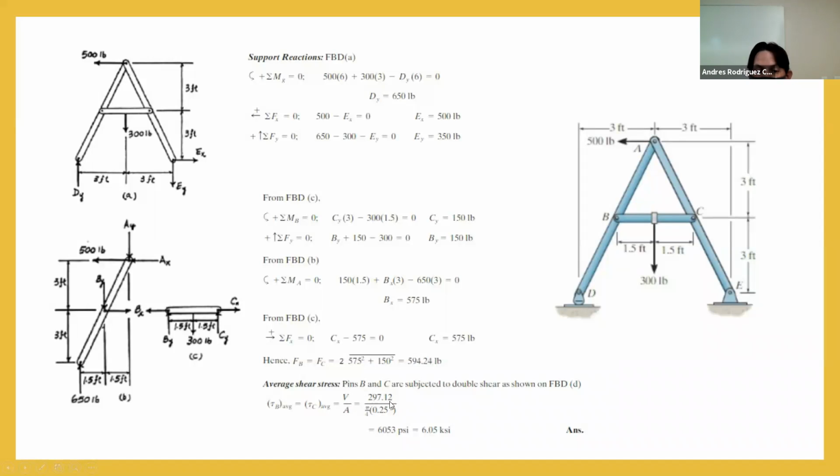And we got the shear force that is going to be this one, this resultant divided by 2. And the area is going to be the pin area that we already have in the statement. So with these values, we can obtain the average shear stress at that point. Is that clear? Do you have any questions?